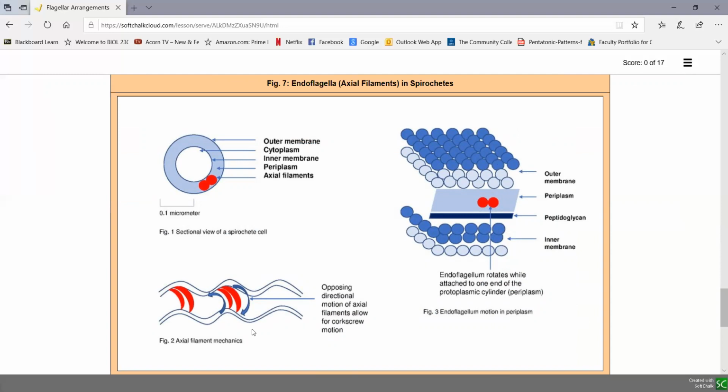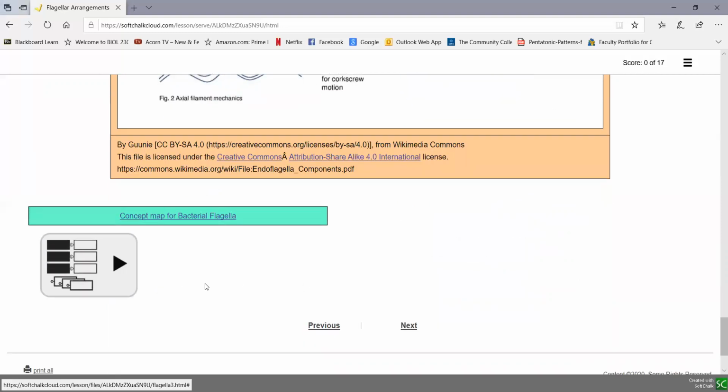And it's thought that opposing directional motion of the axial filaments is what actually allows for the corkscrewing motion of spirochetes. So as we'll see in a video coming up in a little bit, the spirochetes have a typical corkscrewing type of motion, where it's thought that the rotation allows them to push back against their environment as the axial filaments rotate, and that propels the organism through liquids and through more viscous materials like mucus and cell membranes. And there's a little self-check you can do on that.